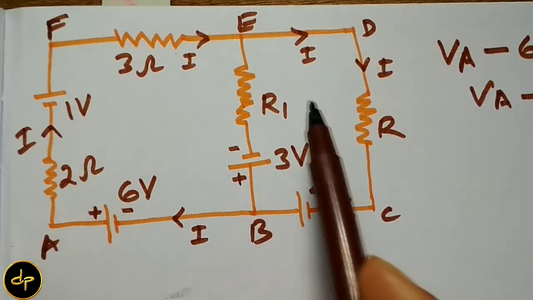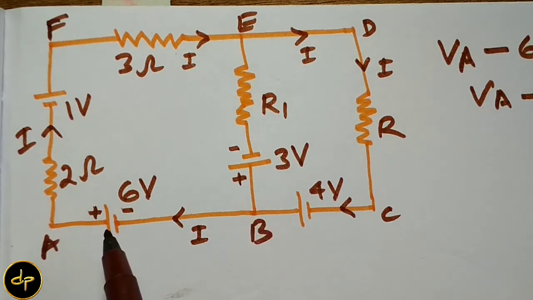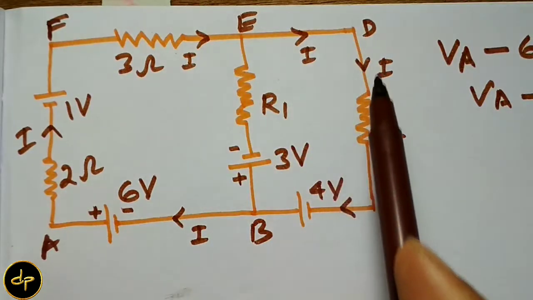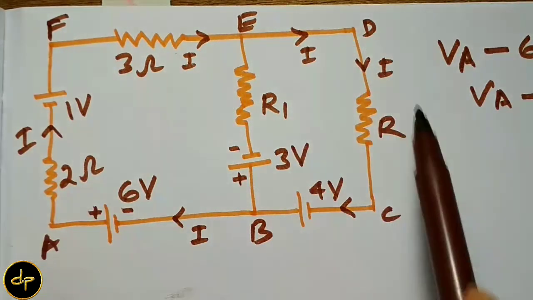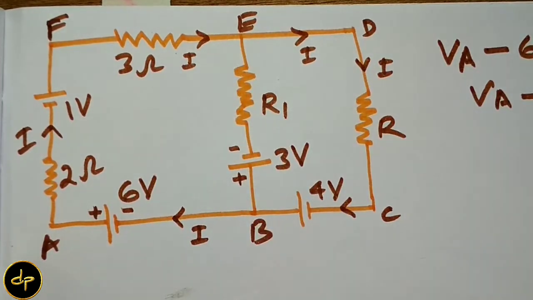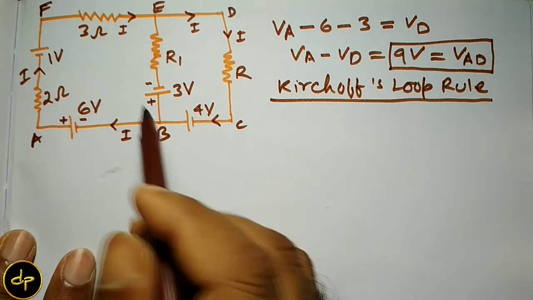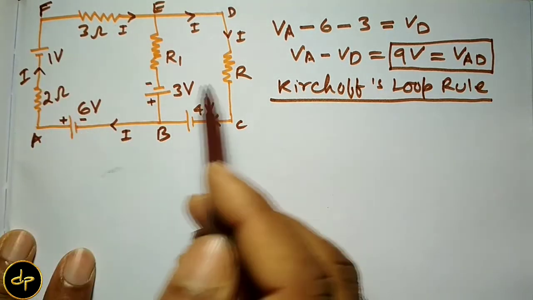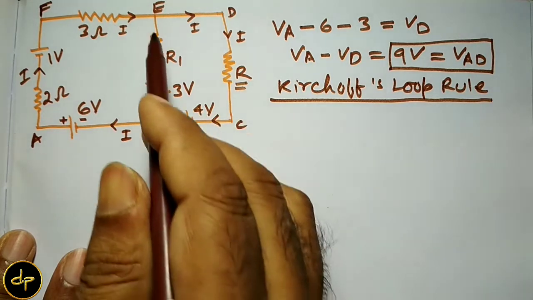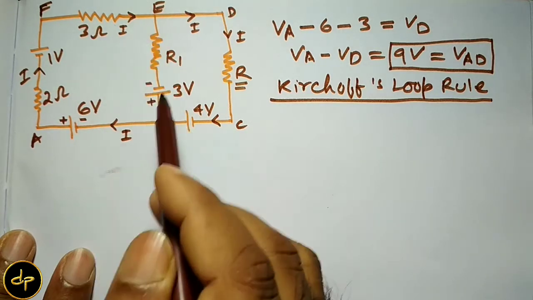In this question, if there is no current in this line, then it means there is a current I here, and the same current will flow through this line and around this loop. There will be no current in this line. Let us apply Kirchhoff's loop rule on this loop. We will not go here because this R is unknown in the question. We will go on this line because there is no current in this line.